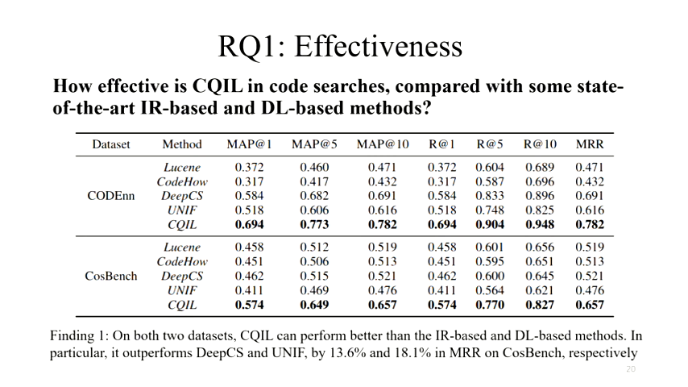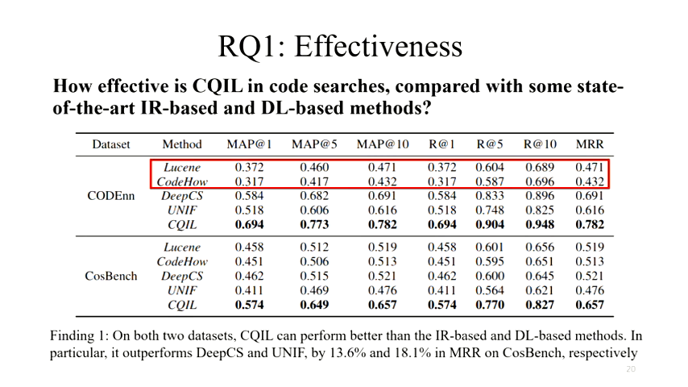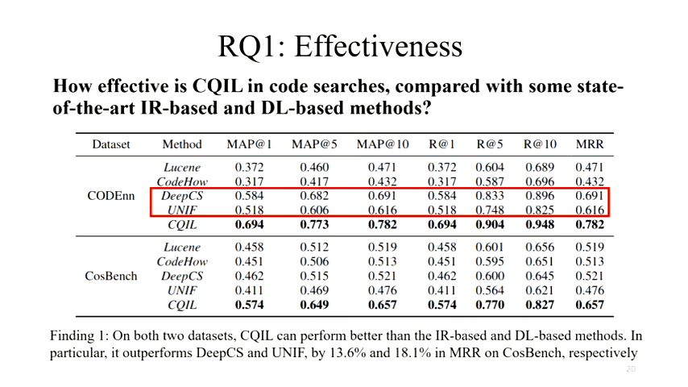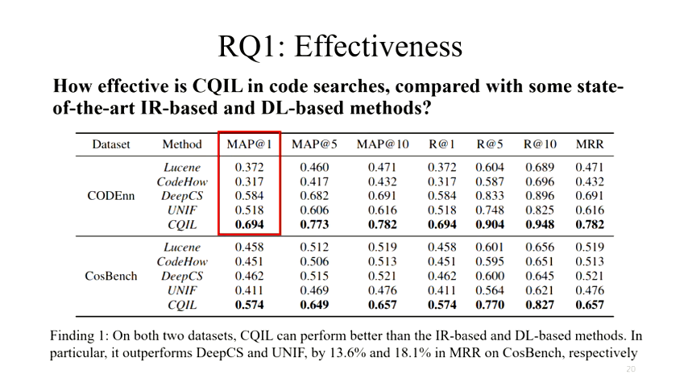From the table, we can find that among the IR-based methods, Lucene performs better than CodeHow. DeepCS can retrieve more relevant results than UNIF among DL-based methods. On CodeNN, the DL-based methods outperform the IR-based methods. Compared with DeepCS, COIL improved the MAP top 1 value from 0.58 to 0.69.